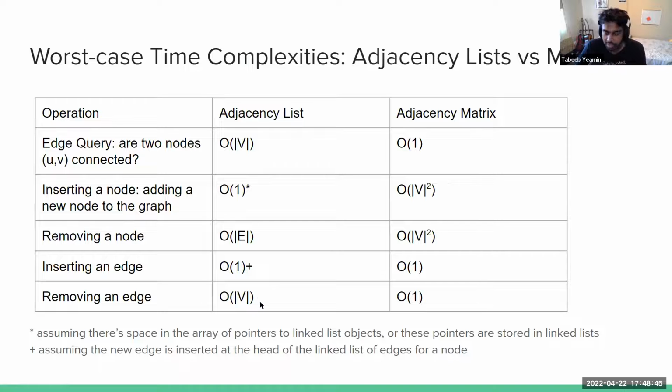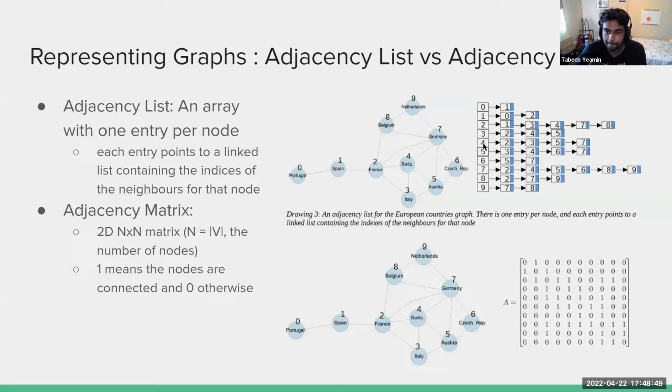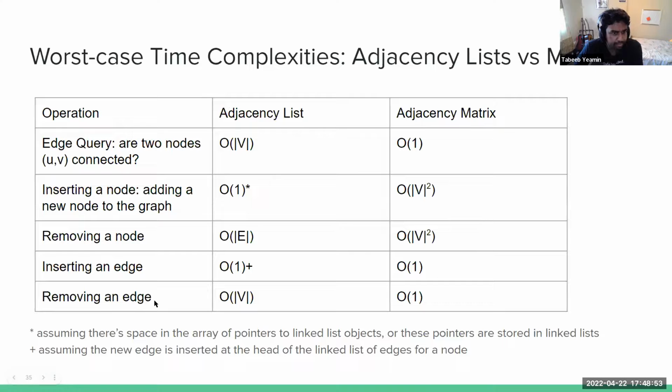But then removing an edge, again, you can access an item, like 5, but it's kind of the same thing, right? Removing an edge is actually the same thing as finding an edge query, whether they're connected. You have to go through the entire list to find where it is and then remove it. So that's why this is O of V. So yeah, just go over the notes really quickly. But I'm going to move on because we are kind of running out of time. Okay.